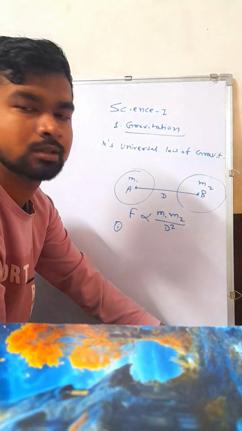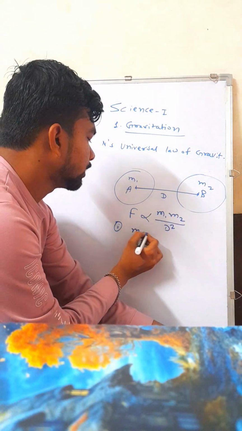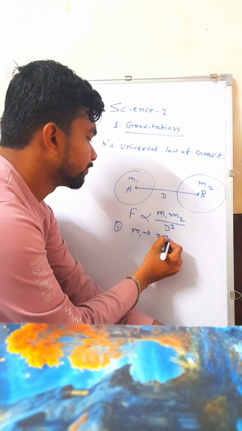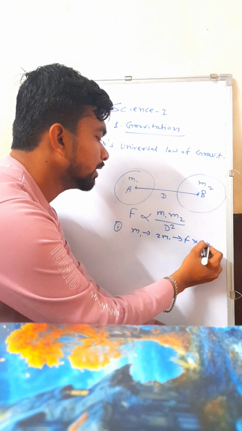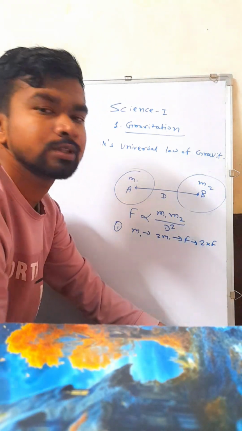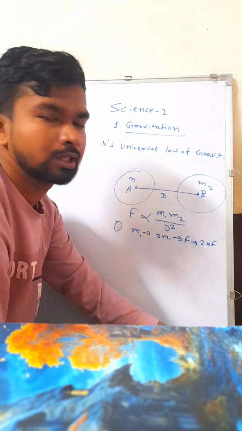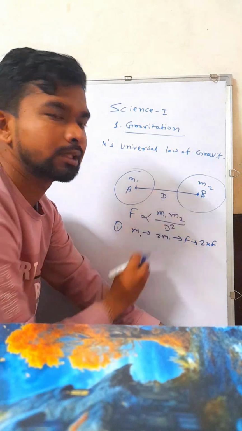For that, consider two cases. Case 1: if we double the mass of any one object, what will be the effect on the force? If m1 becomes 2m1, then the force becomes twice, 2F. The force doubles the original force if any one object's mass is doubled.